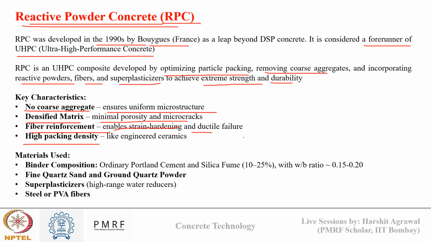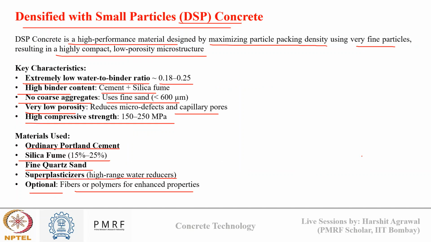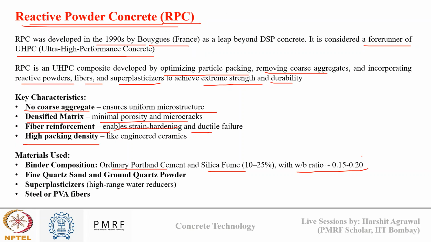zero defects inside concrete. And for such concrete we need OPC and silica fume with a water to cement ratio even lower. Okay, so we discussed that in DSP concrete it is in the range of 0.18 to 0.25, but in a reactive powder concrete it comes down to even 0.15. We are using fine quartz sand and ground quartz powder as aggregates. Superplasticizers, again we use high strength, high range water reducing admixture. And in reactive powder concrete, steel and PFA fibers become mandatory.